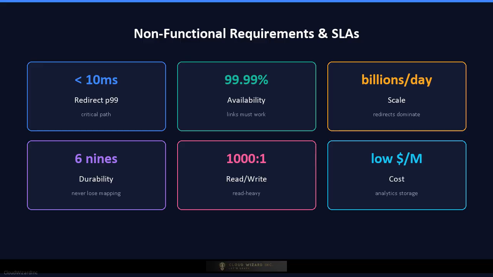Now the non-functional requirements. Redirect latency is the most critical path because every click goes through the shortener. It must be under 10 milliseconds at the 99th percentile, and ideally under 5. The system must be highly available because a broken redirect breaks the marketing campaign or the social media post. It must scale horizontally to handle millions of shortens and billions of redirects per day. The short codes must be durable and unique, so we cannot lose the mapping. The system must be read-heavy, since there are usually many more clicks than link creations. And finally, it should be cost-efficient because storing every click event for analytics can become expensive quickly.